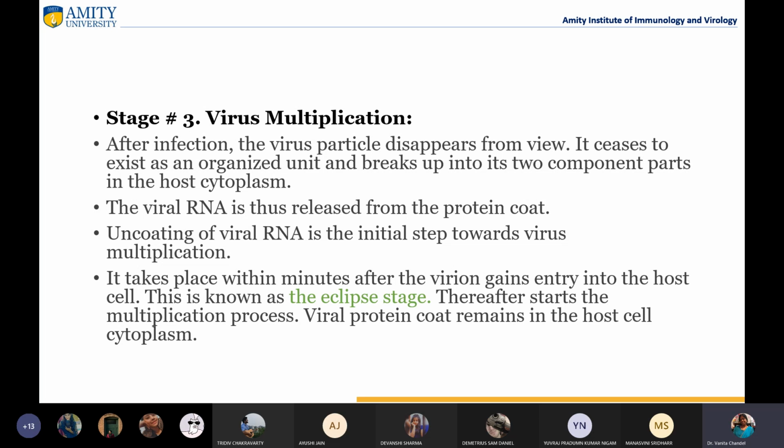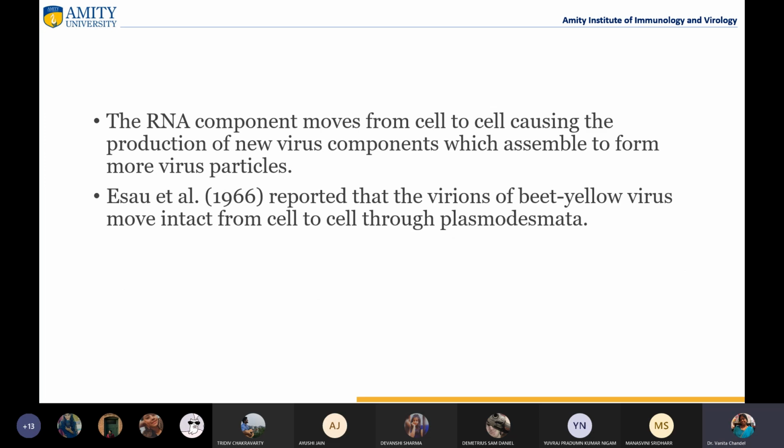So the viral coat protein remains in the host cell cytoplasm. The RNA component moves from cell to cell, causing the production of new virus components, which then assemble to form more virus particles. So these are the Ako et al. In 1966, it was reported that virions of wheat yellow virus move intact from cell to cell through plasmodesmata.